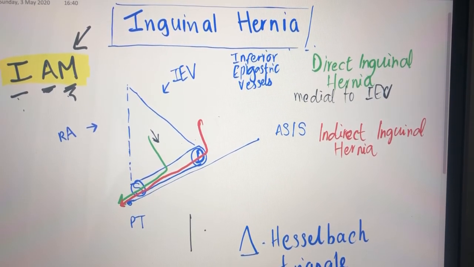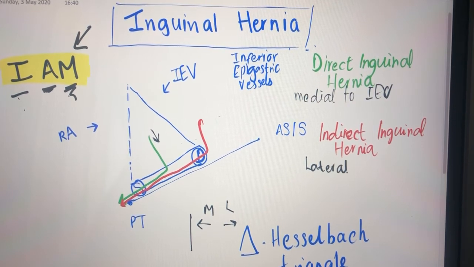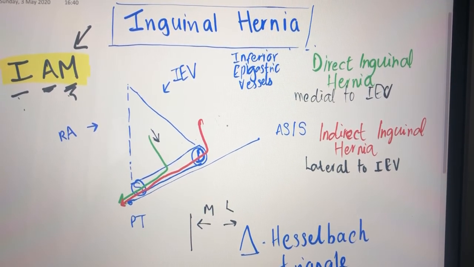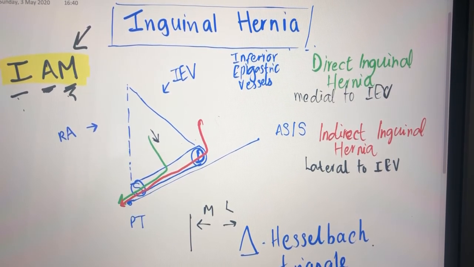Why? Because remember, if this is a midline, anything that goes towards the midline is medial to it, and anything that goes away from the midline is lateral. So your direct inguinal hernia is medial to your inferior epigastric vessels because it's on the medial side of this. And your indirect inguinal hernia, which is over here, is lateral. It is lateral to the inferior epigastric vessels. Okay, so now that that's established, this whole triangle, rectus abdominis, IEV, and your inguinal canal, is known as Hesselbach's triangle from here.